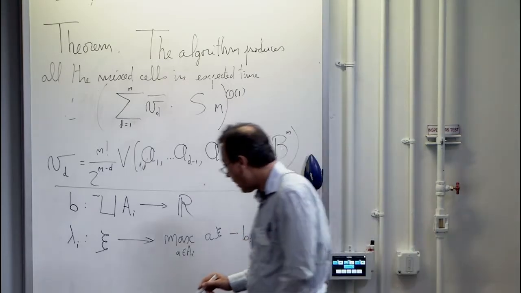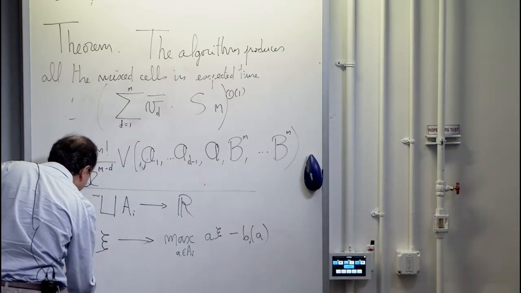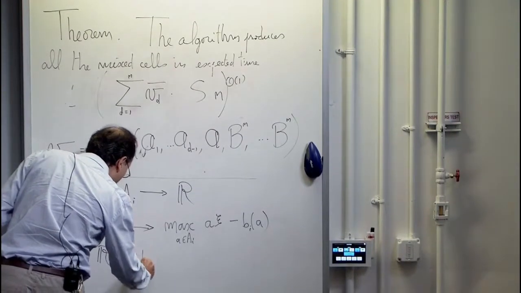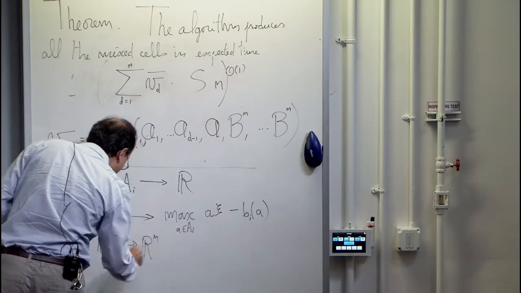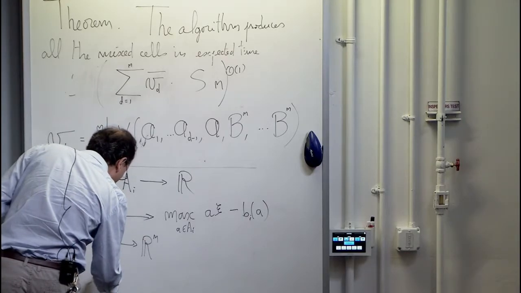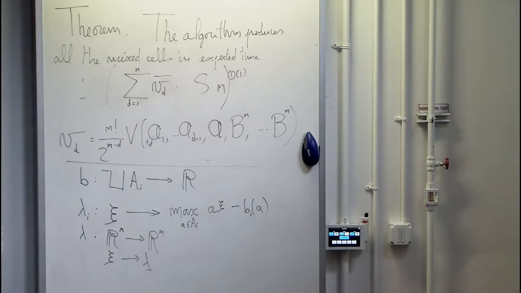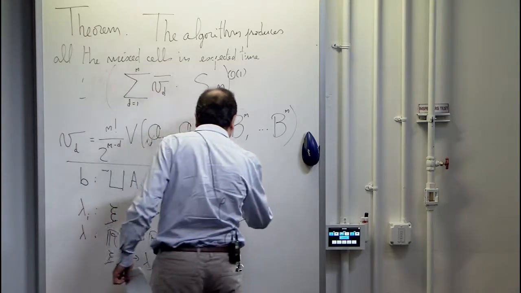And we can also define lambda from R^n to R^n, taking xi to lambda, where now lambda is a vector. So this is Legendre. I said Legendre or Lagrange. So this is the Legendre transform. I hope I did not get it wrong.